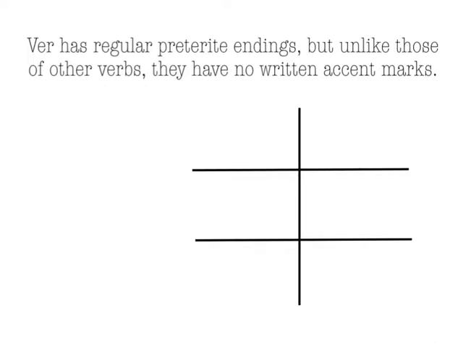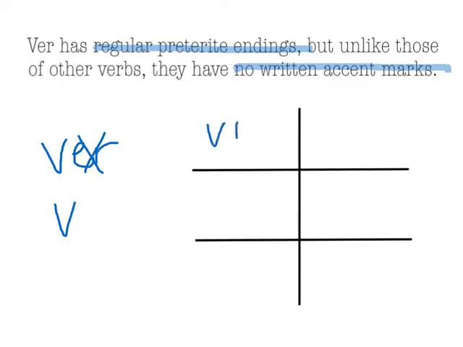Another detail that I want to talk about before we move on today, we'll do this and then one more and we'll finish up, is the verb ver. Ver has regular preterite endings, but unlike those of other verbs, they have no written accent marks. And that's what makes ver just a little bit different. So if you look at the verb ver, to find the stem, you'll cut off the ER, and that leaves you just with the V. And then we'll go ahead and add our ER, IR endings without the accents.